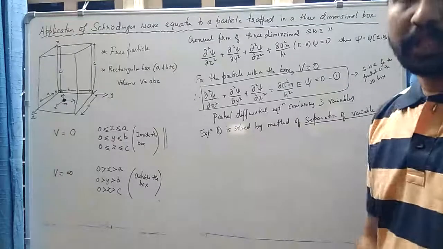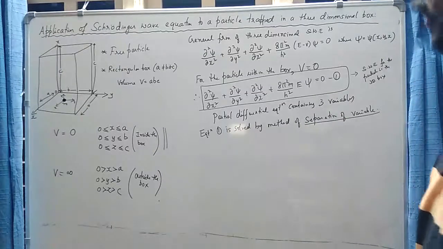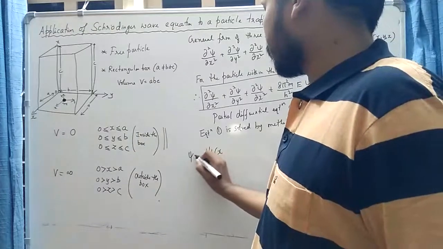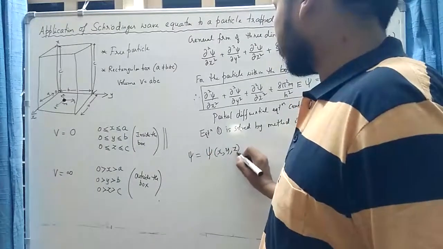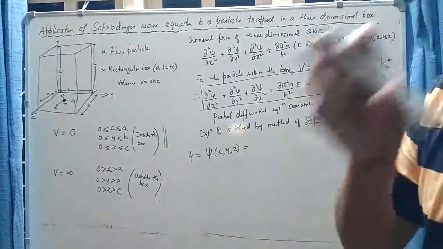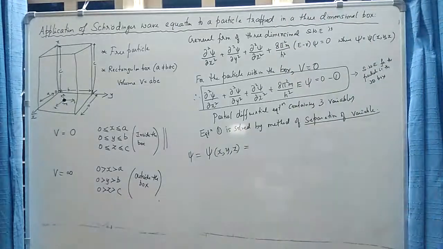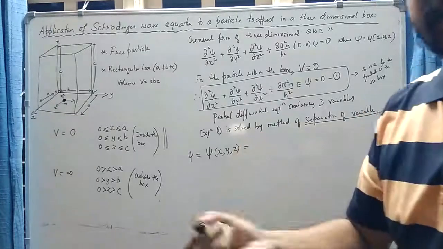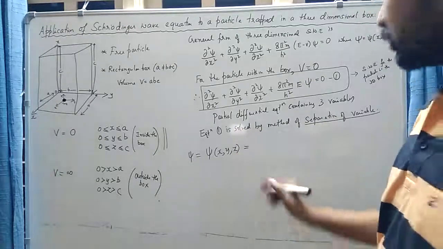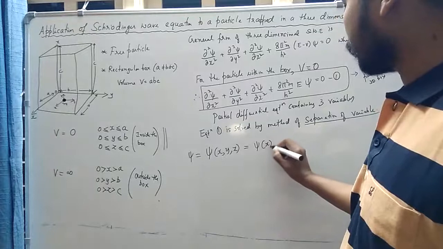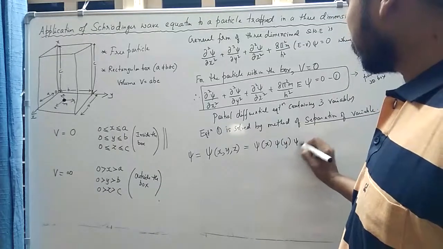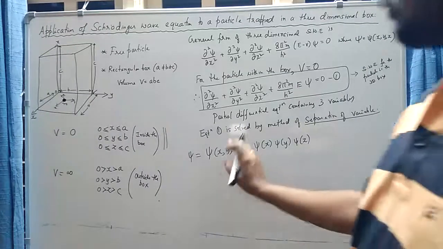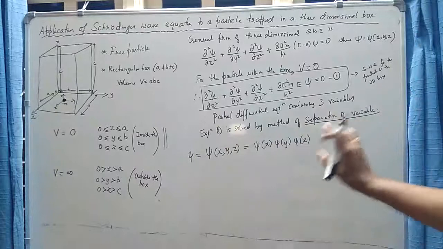So the key and first step involved in the method of separation of variable is to write the total wave function psi, which is nothing but psi of x comma y comma z. This psi of xyz is the total wave function representing the overall motion of the particle along the x, y and z axis, and this function is factorized or split into a product of 3 functions. It is written as psi of x into psi of y into psi of z. So this is the key step in the method of separation of variable. The overall wave function is now written as a product of 3 wave functions.